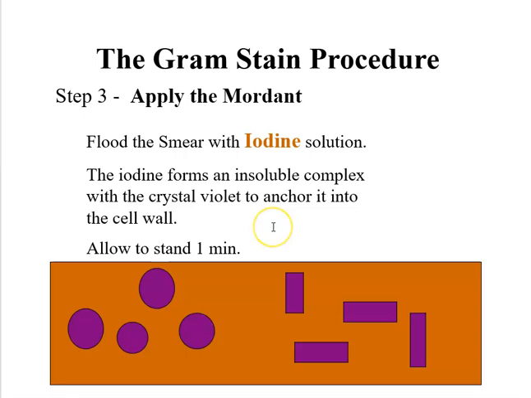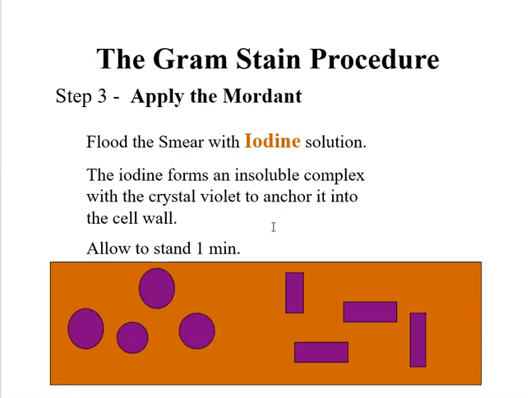All right, step 3 is you take that slide and you add the mordant. Think of it as, when you're laying bricks, you put in mortar. It's the same thing. We're going to flood that smear with iodine, and that iodine forms an insoluble complex with the crystal violet and anchors it to the cell wall.